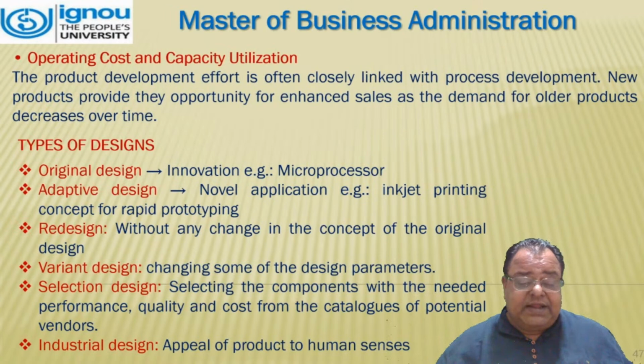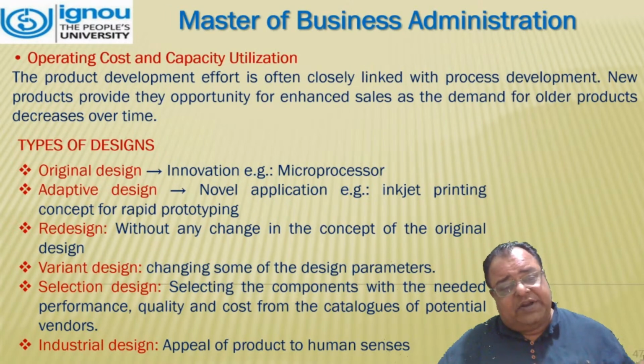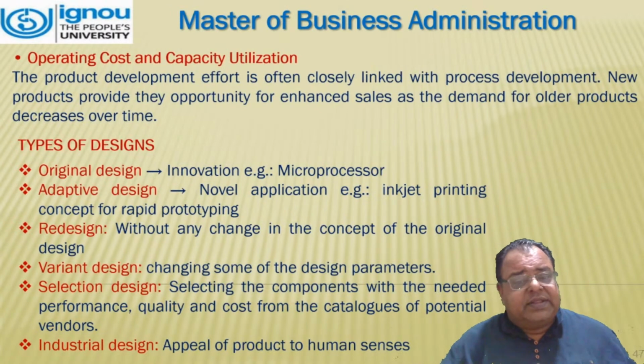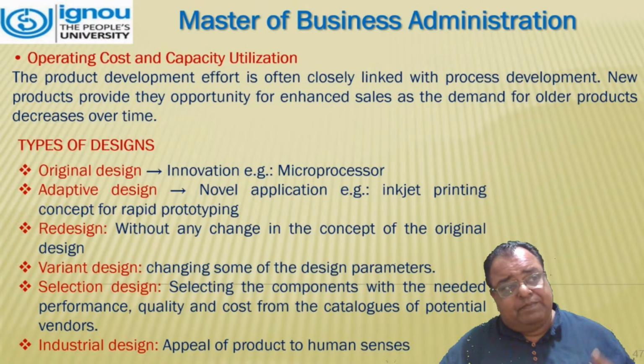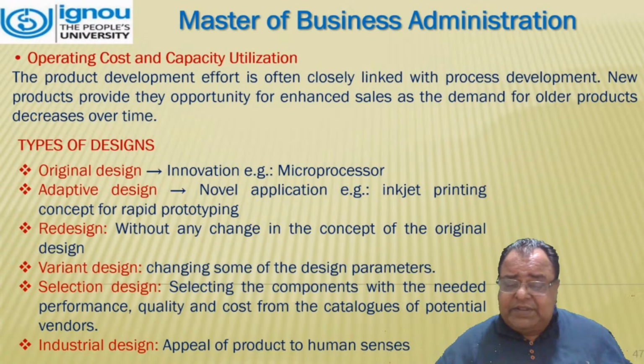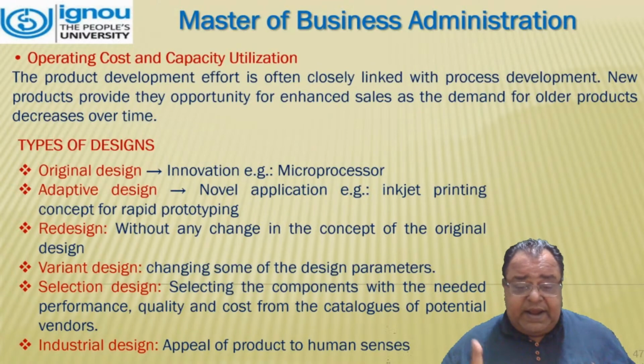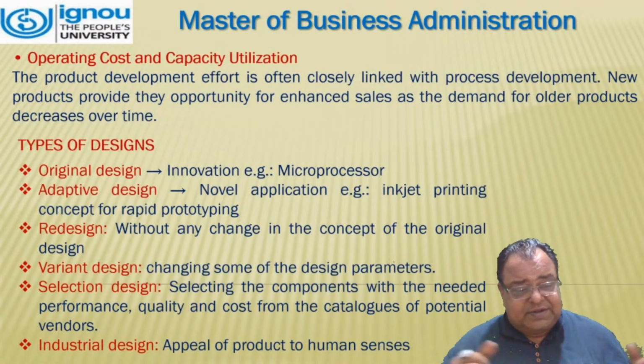What are the different types of designs? First one is original design, that is innovation. Example is microprocessors. Adaptive design, that is novel application, for example the inkjet printing concept for rapid prototyping. Redesign, without any change in the concept of the original design. Variant design, changing some of the design parameters. This is basically used in the automobile industry. Selection design, selecting the components with the needed performance, quality, and cost from catalogs of potential vendors.